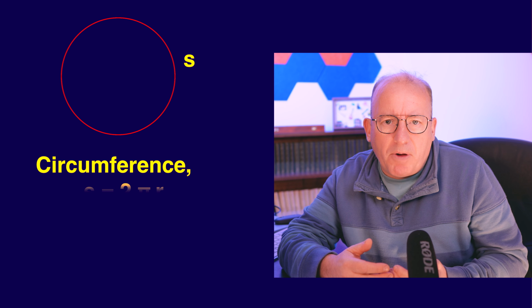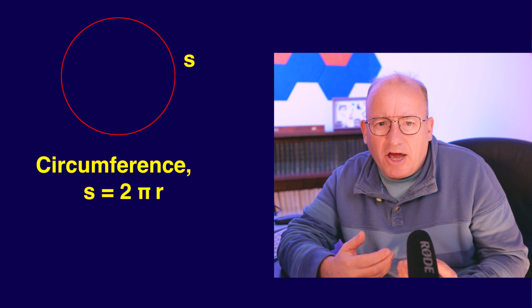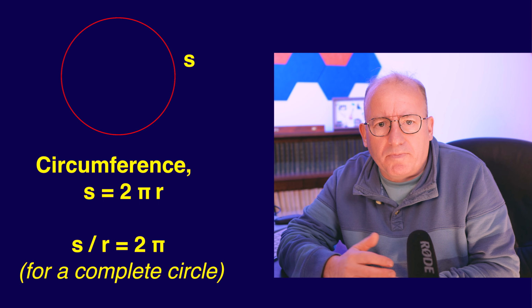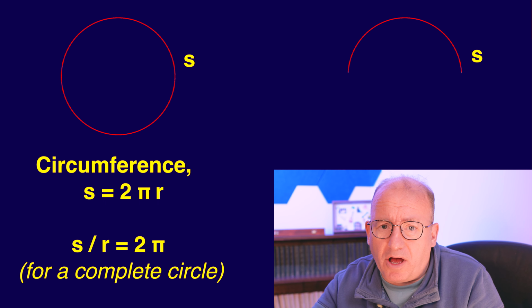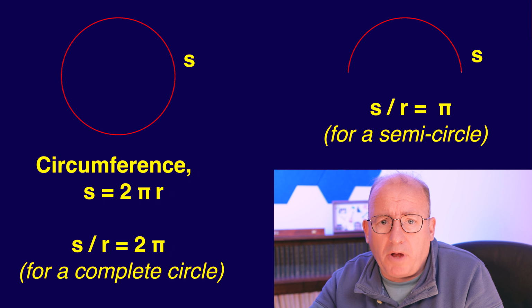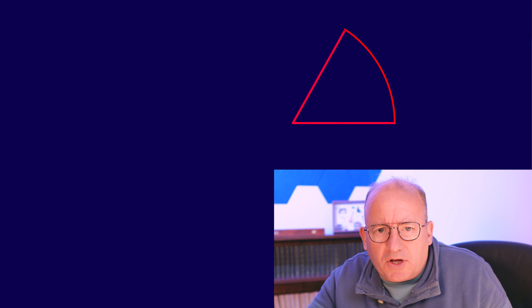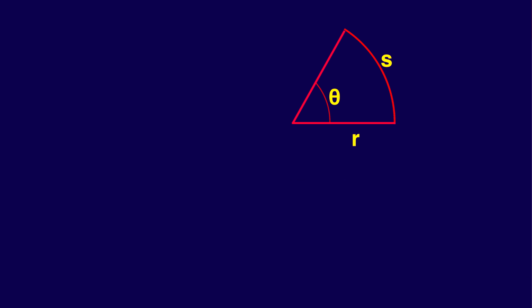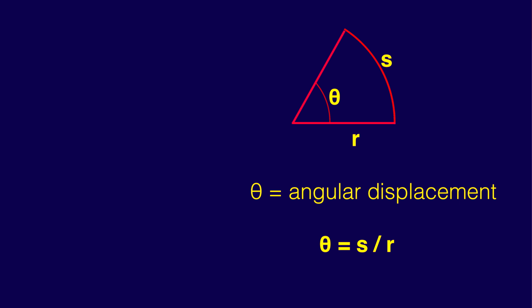Let's start with the basics. Let's look at a circle. One complete loop of a circle has a path length of 2 pi r. Let's give the path length the symbol s, and we can show that for a complete circle, s over r equals 2 pi. If we had half a circular path, s over r would be equal to pi. In fact, for any arc around the circle, s over r can be represented as a fraction of 2 pi. We call this value the angular displacement.